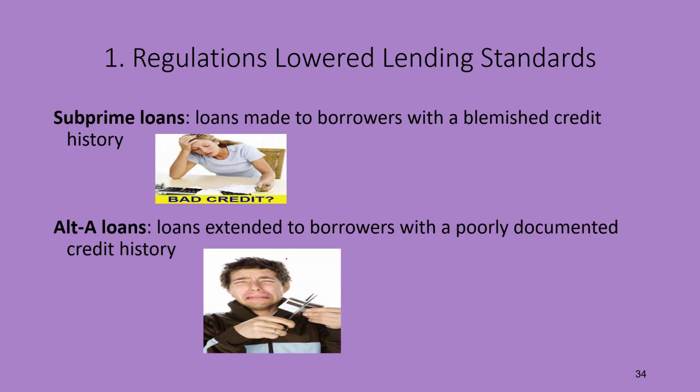And then another type of loan is called an Alt-A loan, and these are loans extended to borrowers with a poorly documented credit history. So people who don't necessarily have bad credit, but people who might have no credit, or people who have holes or gaps in their credit history, that usually raises red flags among lenders to the point where they might otherwise have a hard time getting a loan. So in order to meet these targets, these government-sponsored enterprises started extending a lot of loans to people with bad credit histories or people with incomplete credit histories. So the percentage of all loans that were subprime or Alt-A loans started to increase.